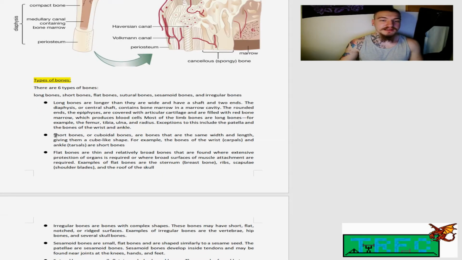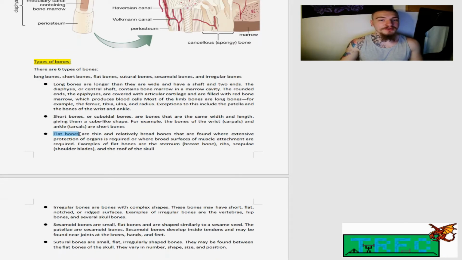Now then, next on our list is the short bones, also known as the cuboidal bones. Now these are bones that are the same width and length, giving them a cube-like shape. An example of these bones are in the wrist, the carpals, and the ankles, the tarsals. Now these are all short bones.